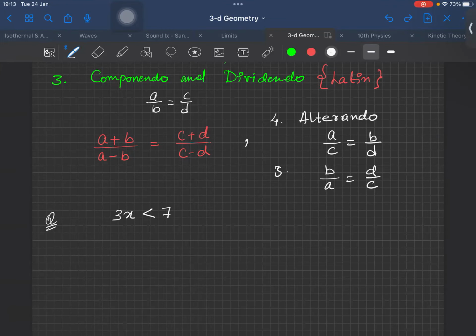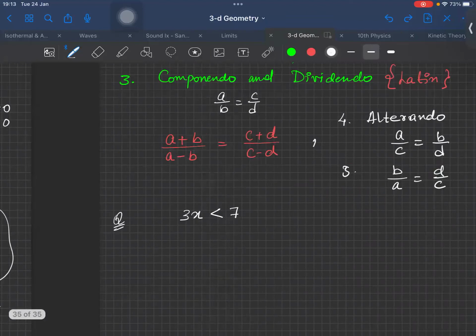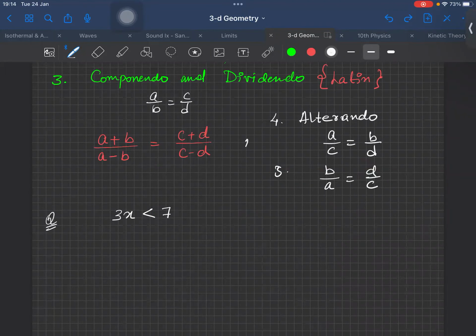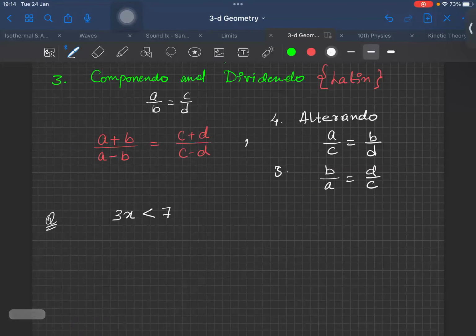So we have learned some tools, that is componendo and dividendo. Similarly, we can verify all, like we have verified componendo and dividendo. You just need to take the ratio of equation number 1 and 2, and you will get componendo and dividendo. That's it. So if 3x is lesser than 7, what are the possible values of x?